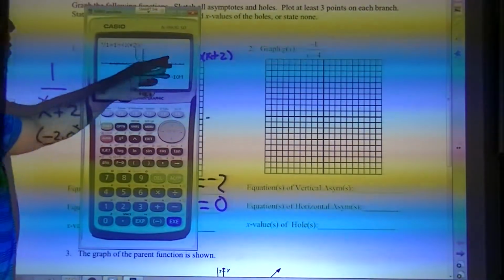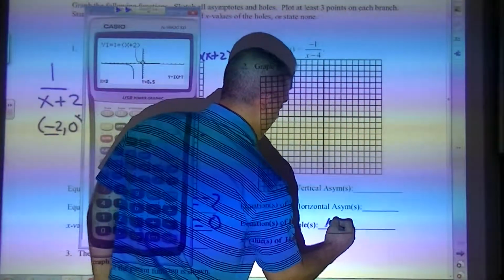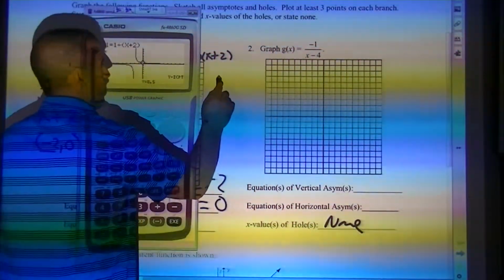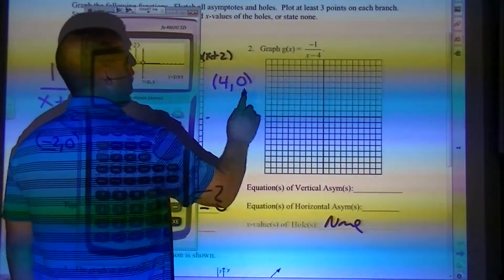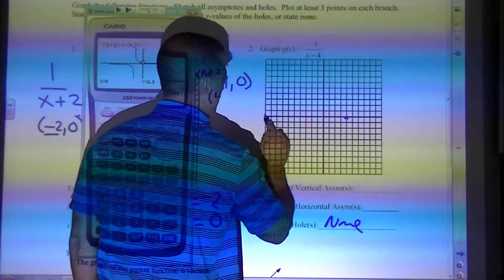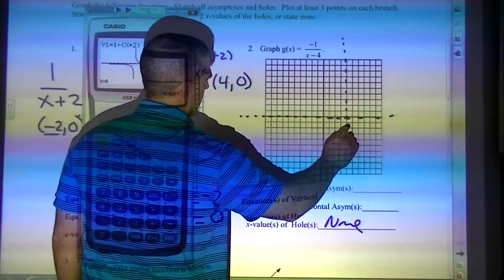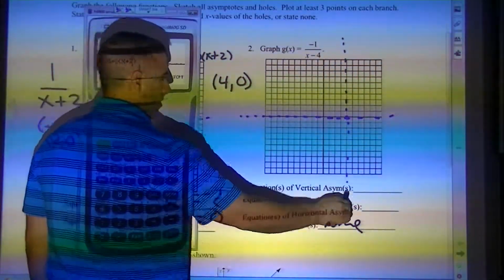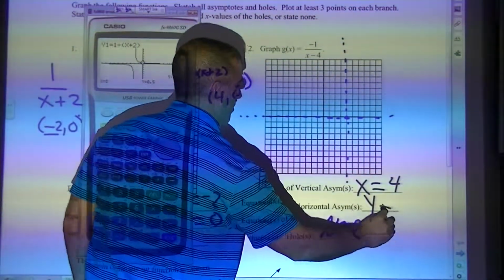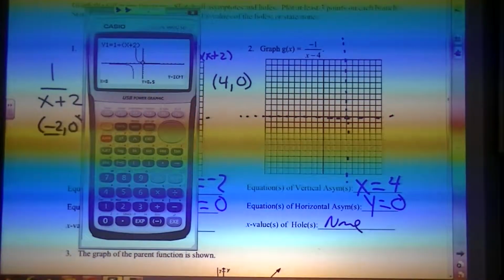Now on this one, I don't have any holes, so I'm going to have none, because I'm not going to eliminate anything. So I got none there. My anchor point for this one would be 4, 0, because I got nothing outside of it. So 1, 2, 3, 4, 4, 0. So it goes like this. Vertical, x equals 4 and y equals 0. Remember, vertical line has an x equals equation.